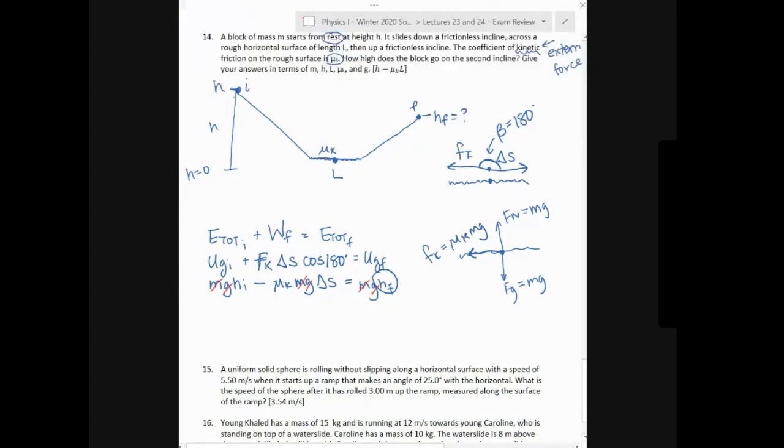Okay, so the initial height was h. So that's just h minus mu k. Delta s is this length right here, because that's where the force of friction is being applied. And the delta s, they tell us in the question, the length is L. So we're going to call it L. That's how long that portion of the path is where there's friction. Equals h final. So we're just solving for h final. We're already done. h final is h minus mu k times L. And that's our answer.